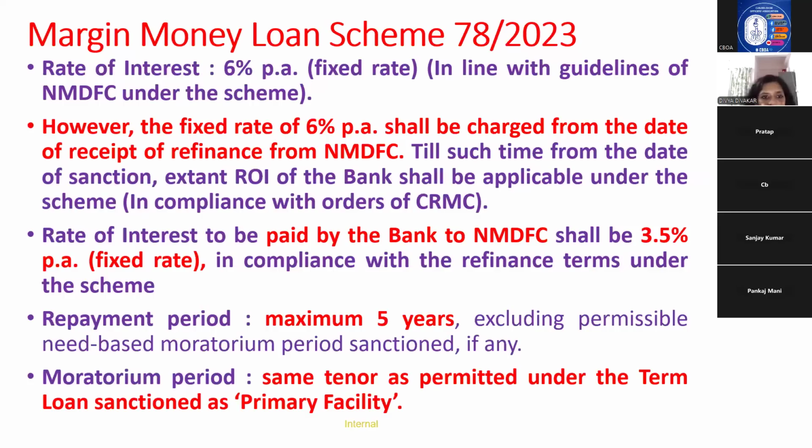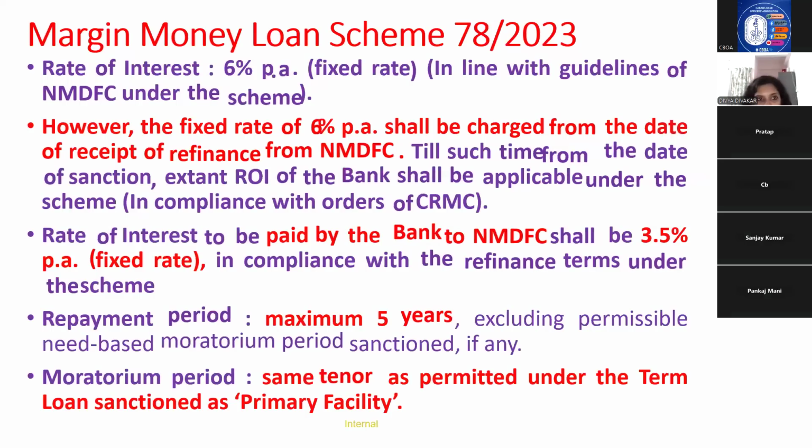Okay, so the rate of interest to be paid by the bank to NMDFC will be 3.5%, but the bank will charge the customer 6%. Got it, right? So repayment period is maximum 5 years. Moratorium period is the same tenor as permitted under the term loan sanctioned as primary facility.